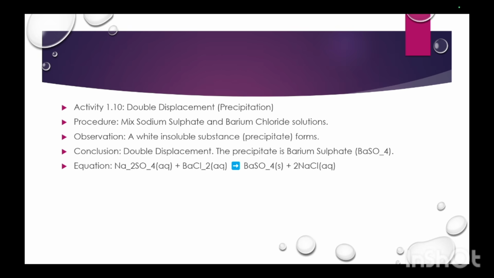The procedure: mix the sodium sulfate and the barium chloride solution. Observation: a white insoluble substance, a precipitate, forms. Conclusion: the double displacement; the precipitate is barium sulfate, that is BaSO4. The equation is Na2SO4 plus BaCl2 going to form BaSO4 plus 2NaCl.